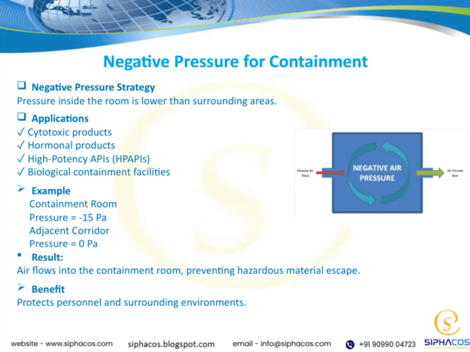Let's talk about negative pressure for containment, a strategy where the air pressure inside a room is kept lower than the surrounding spaces. This means air naturally flows inward, stopping any hazardous materials from escaping. It's commonly used with cytotoxic and hormonal products, high-potency APIs, and biological containment areas. For example, if a containment room is at minus 15 pascals and the adjacent corridor is at 0, air moves into the room. The big win here is protecting both people and the environment around us.